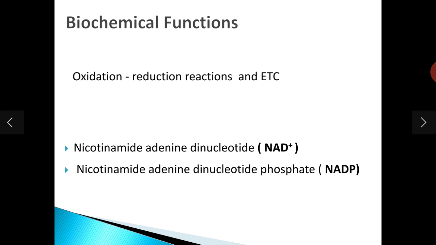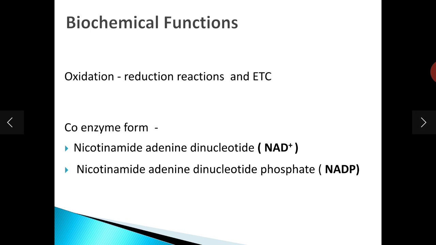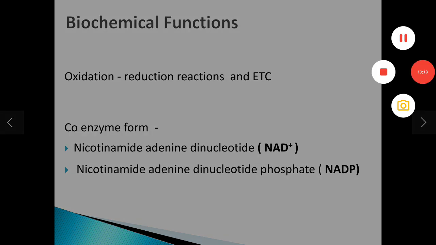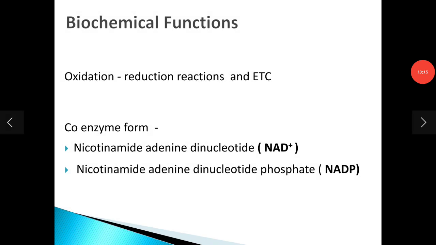Coming to the biochemical functions, it is mainly involved in oxidation reduction reactions and in the electron transport chain. The coenzyme forms are NAD, that is nicotinamide adenine dinucleotide, and NADP, nicotinamide adenine dinucleotide phosphate. So these are the two coenzyme forms of niacin. The active forms are the coenzyme forms of your vitamin B3 or niacin.